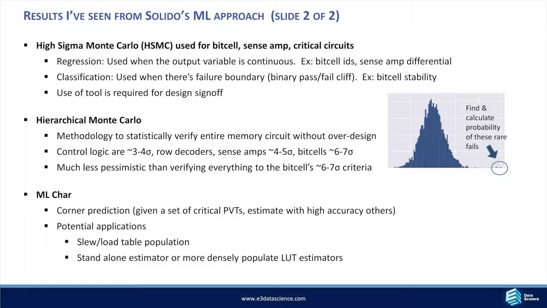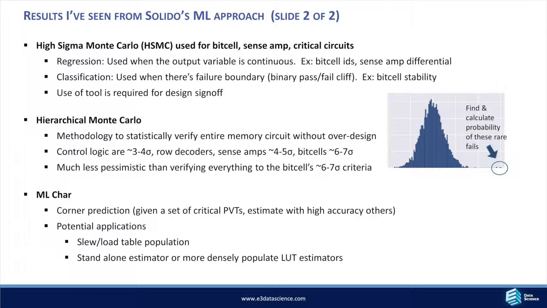Another, I'd say, must-have tool for memory design is the hierarchical Monte Carlo tool. In memories, we have circuits that are 3 to 4 sigma problems and up to 6 to 7 sigma problems. With this tool, you can basically verify the entire circuit without over-design. It's much less pessimistic than having to verify the entire critical path to the bit cell 6 to 7 sigma requirement.